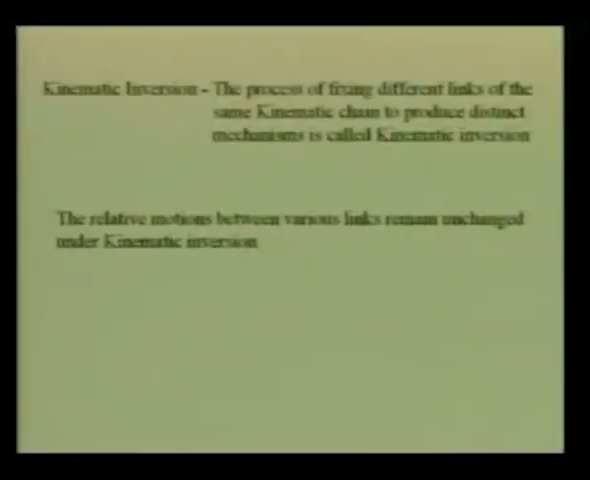And the most important thing about this process of kinematic inversion is that the relative motions between various links are independent of the kinematic inversion. So long as the chain is the same, the relative motion between various links remains the same, independent of which particular link is kept fixed. Now we shall explain this principle of kinematic inversion through an example.